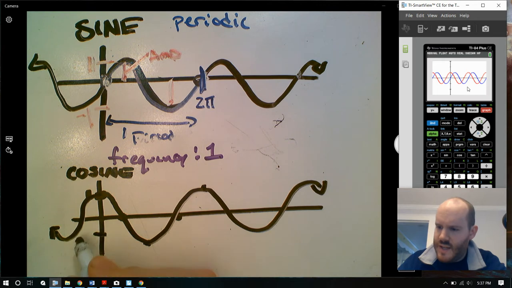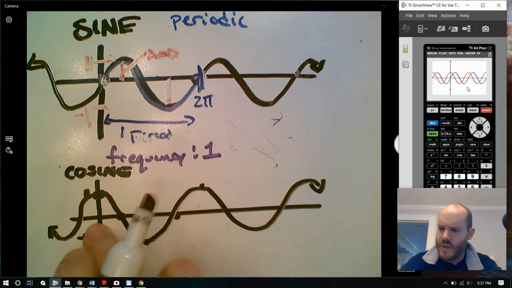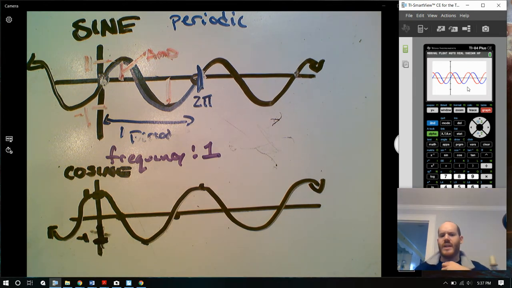It also has an amplitude of 1, so it's bouncing between -1 and 1. I'm just going to make my -1 line up a little bit better. Okay, so it bounces between -1 and 1, and it follows that same pattern. The main difference is its starting and stopping position.